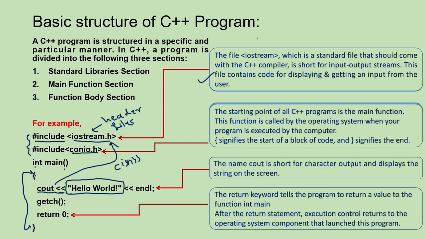Now, coming to the next point, header files contain definitions. A definition is a function definition where the actual working of the function is defined. Which functions? Built-in functions, the functions which are already there in C++, and which we are going to use in our program. Then we have to include the iostream.h file.